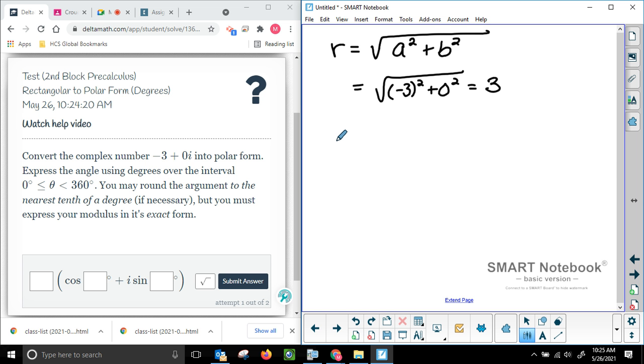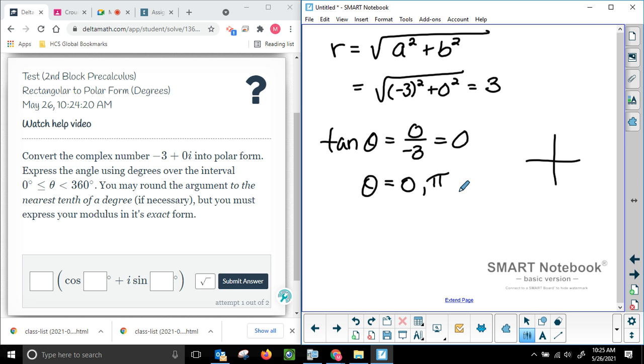To find our angle, our theta, we say that the tangent of theta is equal to b over a. This is just 0. Tangent is 0 when theta is equal to 0 or pi. To check which one that is, we graph this. Negative 3, 0 is over here on my unit circle, of course, that is pi. So here we simply say 3.